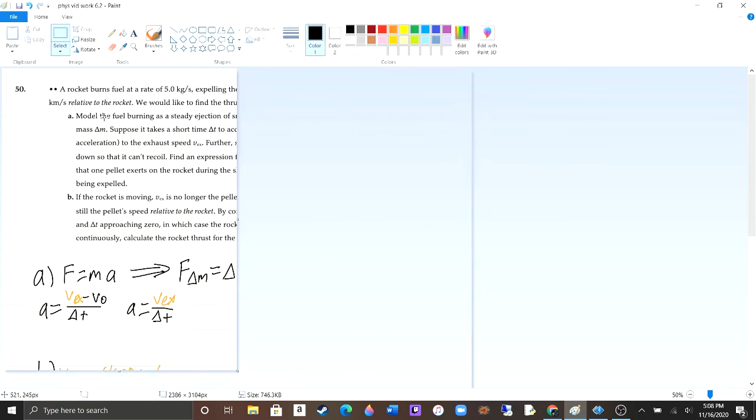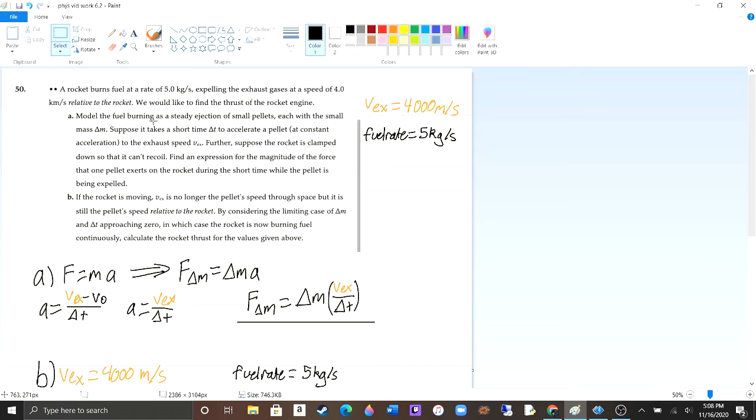So we'll start with part A, where we have to model the fuel burning as a steady ejection of small pellets, with each of the small pellets having a mass of delta m. So we should suppose that it takes a short time, represented as delta t, to accelerate a pellet to the exhaust speed. And we also know that the rocket is clamped down, so it can't recoil. So we have to just find an expression for the magnitude of the force that one pellet exerts on the rocket during the short time while the pellet is being expelled.